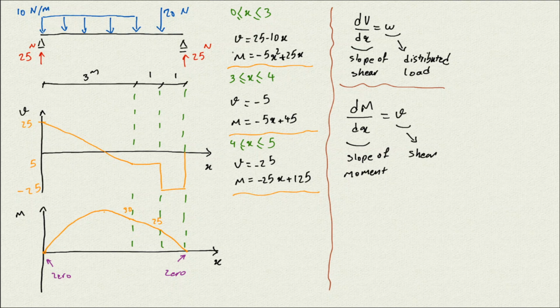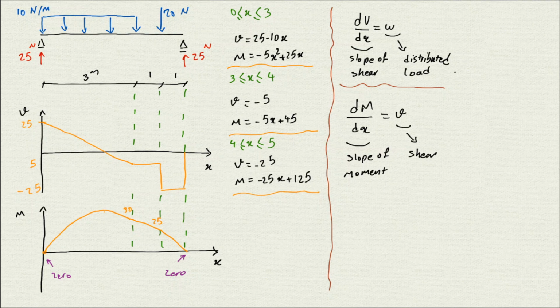You will see the slope of the moment keeps decreasing, and then the slope becomes 0. So the slope here is also 0, and then the slope is negative, and so the slope of that moment becomes negative here as well.